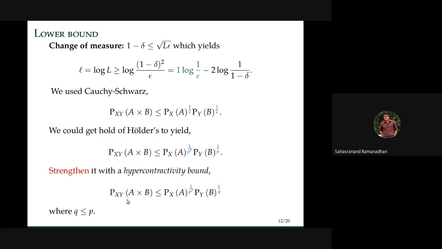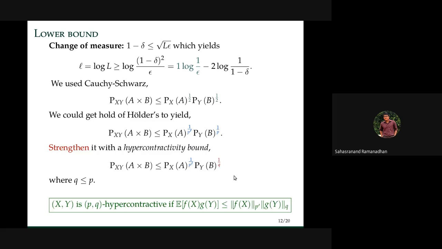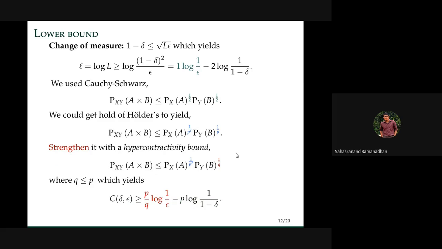This is possible if this source is a PQ hypercontractive source. What I mean by that is that a source XY is PQ hypercontractive if for every real valued functions f and g, the expectation of fg is less than or equal to the p prime norm of f of x times the q norm of g of y. We use f and g to be indicator functions of A and B to obtain this expression here. Using this bound and doing calculations like before, we can show that the communication is greater than or equal to p by q log 1 over epsilon.